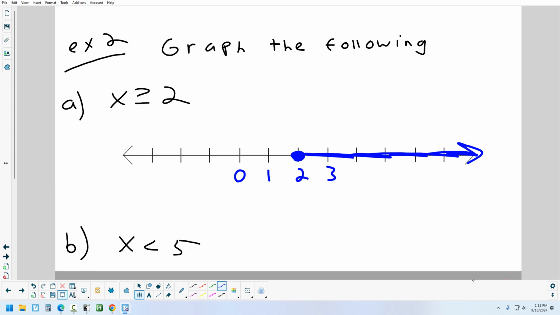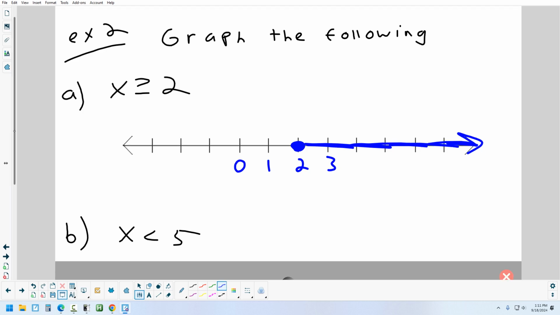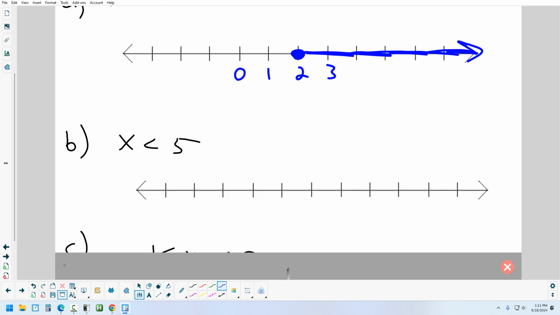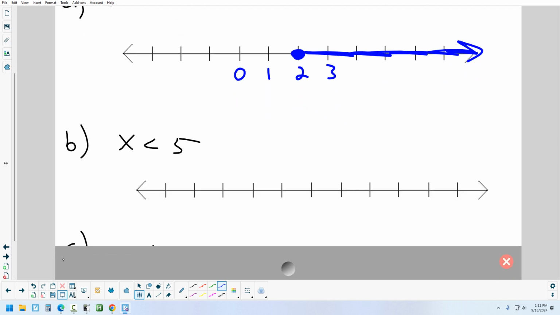What about this one? X is less than 5. An open circle on 5 and then shade to the left. Yeah, this is good. Open circle on 5, because we can't include it, shade left. Any questions on that?